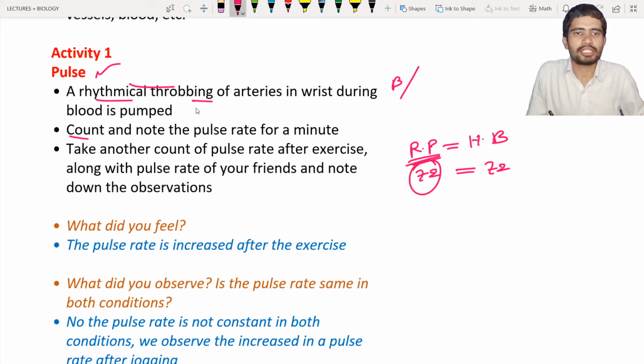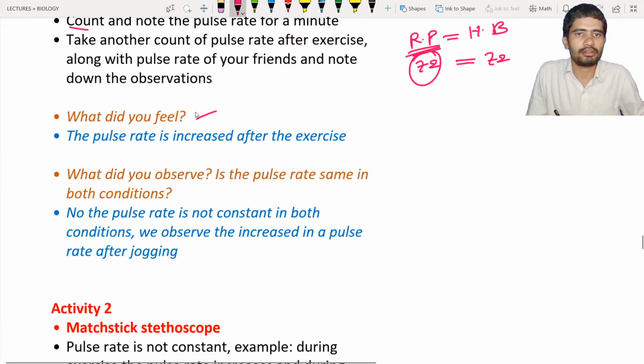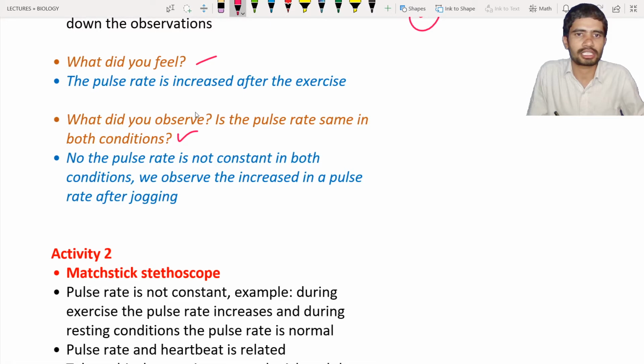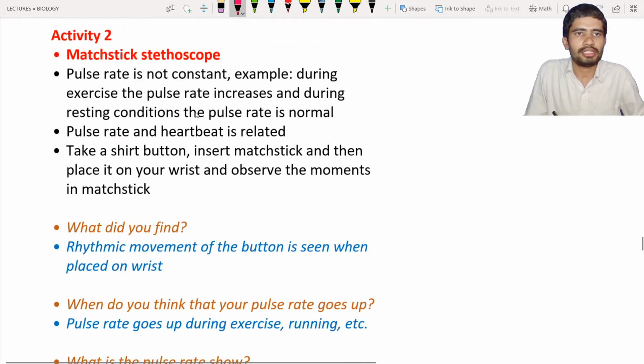Okay, so these are the questions. I hope you have noted these questions in the previous lectures, and I think there is no need of discussing them in detail. These are the questions just given in the textbook, and the answers are provided here. And here is activity 2.